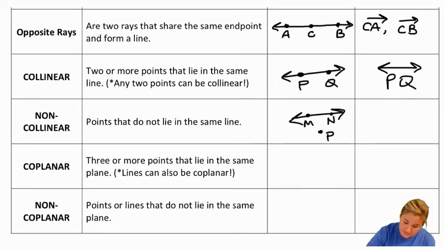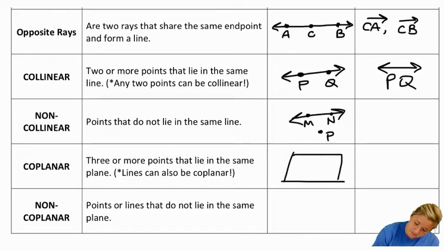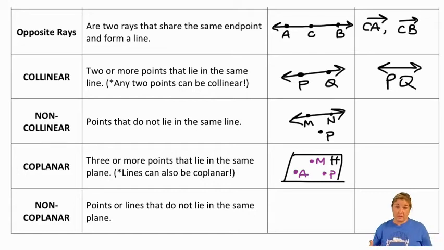Coplanar: three or more points that lie on the same plane. Lines can also be coplanar, so if you have two or more lines on the same plane. So if I have my plane, let's say H here, then coplanar would mean points. If I have a point A, a point M, and a point P, then those would all be coplanar. They're on the same plane.